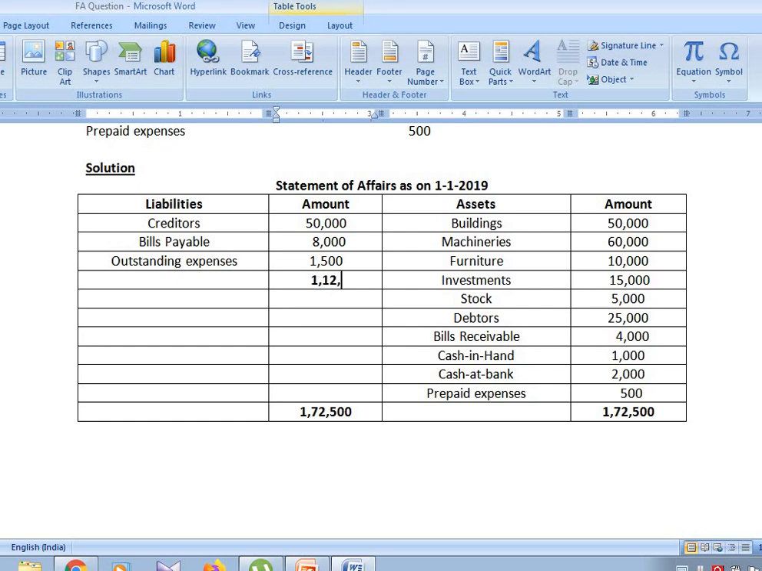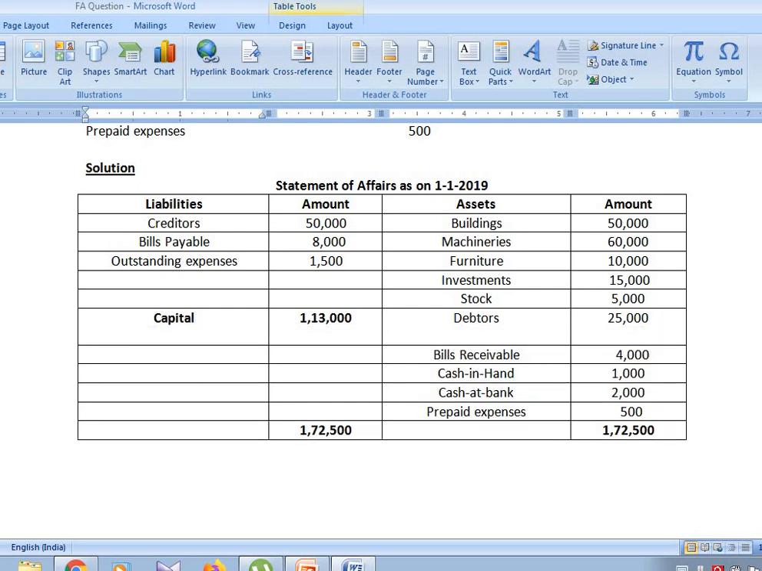And the balance is how much? 1,13,000. So this is your balancing figure, which is nothing but capital. I'll just take it to the next line. This is nothing but capital, the balancing figure.